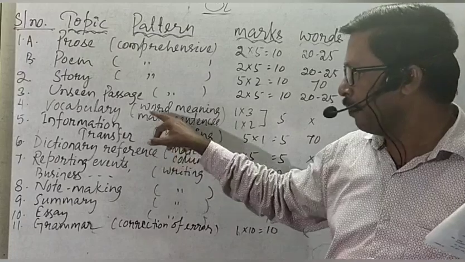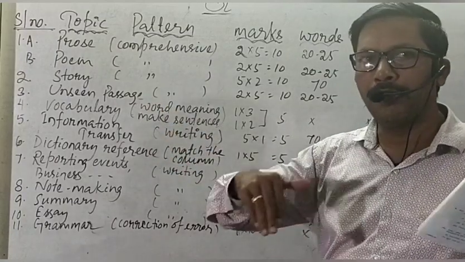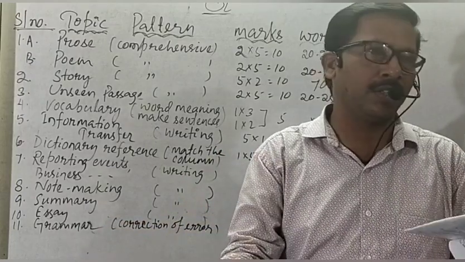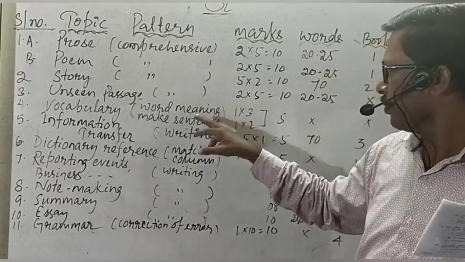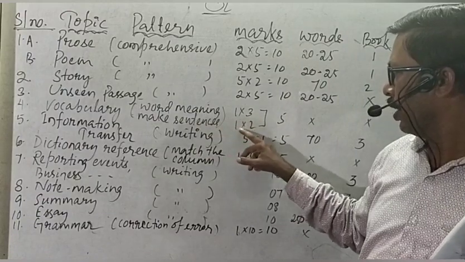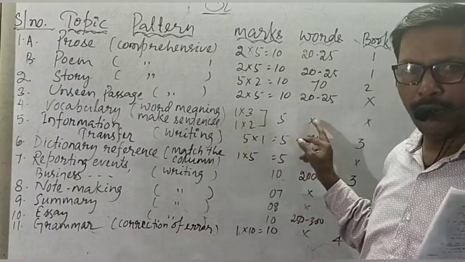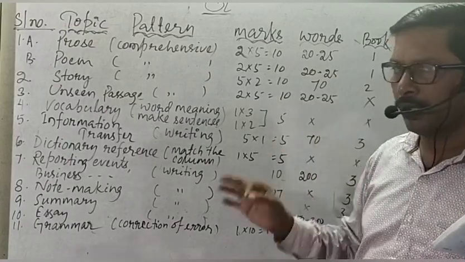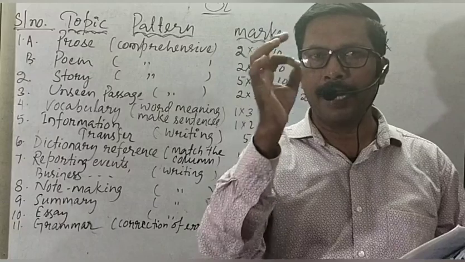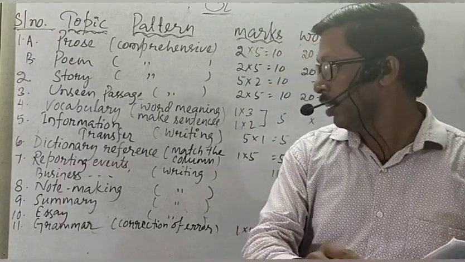And two more expressions of the same passage will be there. We have to use these phrases or expressions in sentences. So word meaning is 1 into 3, make sentences 1 into 2, 5 marks, no word limit, and from no book. Remember, word meaning 3 and make sentences 2.